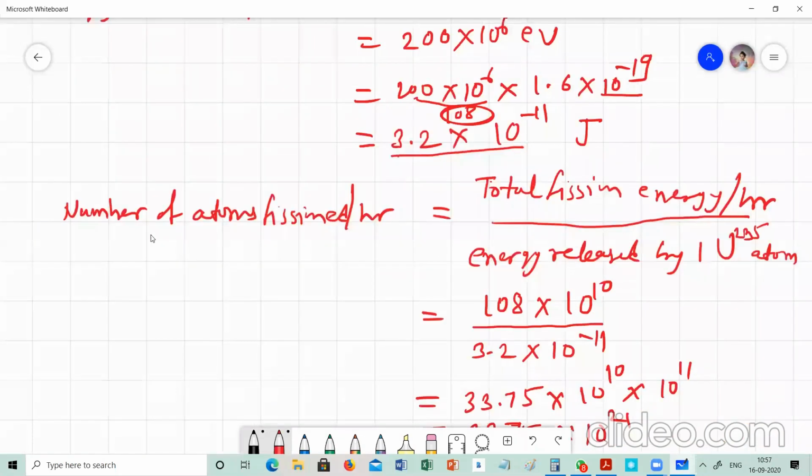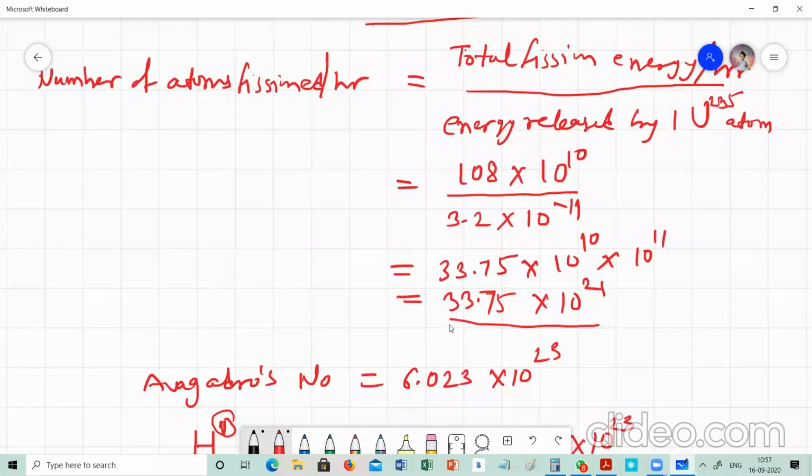After that, the number of atoms fissioned per hour is equal to the total fission energy, that is the power output per hour, divided by the energy released by one uranium 235 atom. The total fission energy is 108 into 10 raised to 10, and the energy released by one uranium atom is 3.2 into 10 raised to minus 11. If we do this division, then we will get this number, 33.75 into 10 raised to 21.